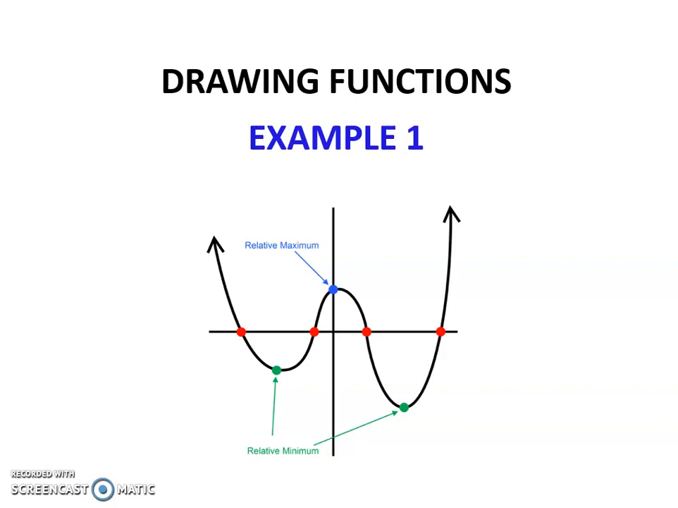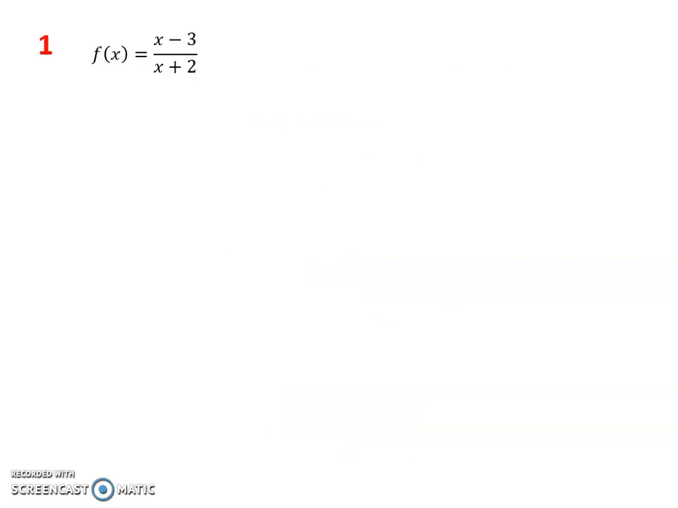Hello, today we'll be drawing some functions, and this is going to be the first example. Here we go. This is f, and it's always good to take a few seconds to recognize the kind of function you've got. This is a rational one because we've got division between two polynomials, x minus 3 and x plus 2. First step in order to draw f will be the domain, analyzing where f is defined.